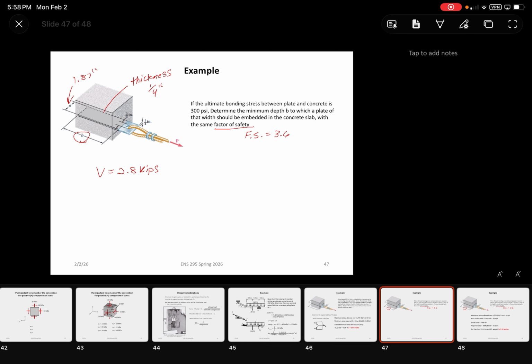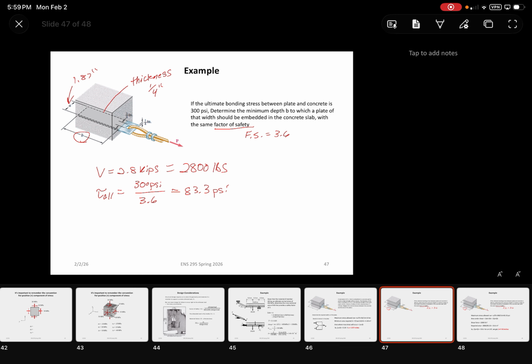Now, the allowable shear stress is just going to be that 300 psi, and you divide that by the 3.6 factor of safety. That should give you 83.3 psi. Everyone follows so far, right?